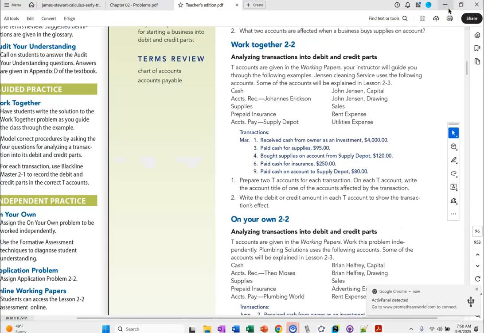Last time we did the 2-2 notes and packet. Today we're going to start with the 2-2 packet and try to do the 2-3 notes. We'll see if we have time to do the 2-3 packet today too. We'll see how that goes.